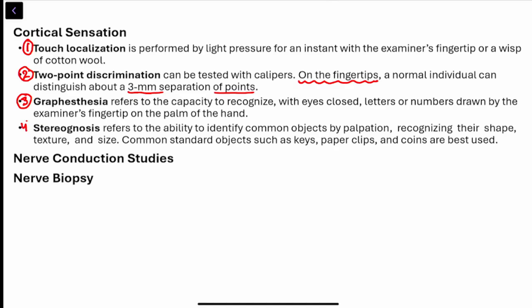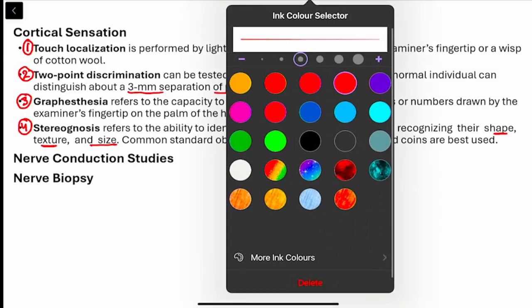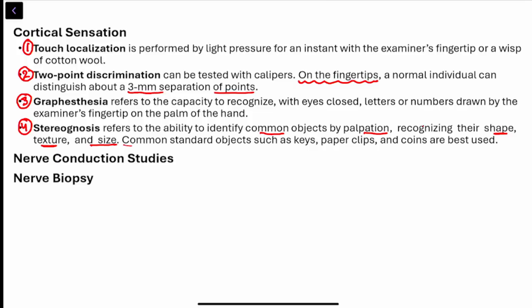Then stereognosis. Stereognosis is the ability to identify common objects by palpation, recognizing their shape, their texture, and their size. Common standard objects such as keys, paper clips, and coins are best used, right?